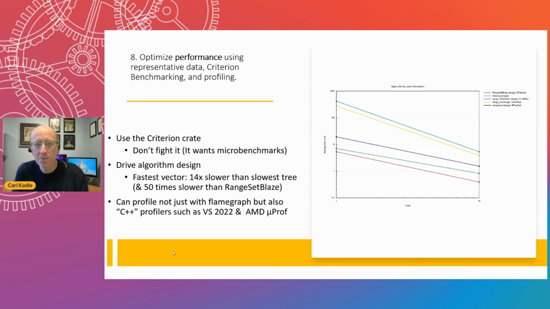I was used to C++ style profilers like the one in Visual Studio. AMD has one. And I actually found out that since these profilers just work on executable code, they don't care whether the code was created by C++ or Rust. So I used Visual Studio to do profiling, although in this case, I didn't really find anything particularly interesting. But FlameGraph is easy to use and free, so that might be a good place to start.